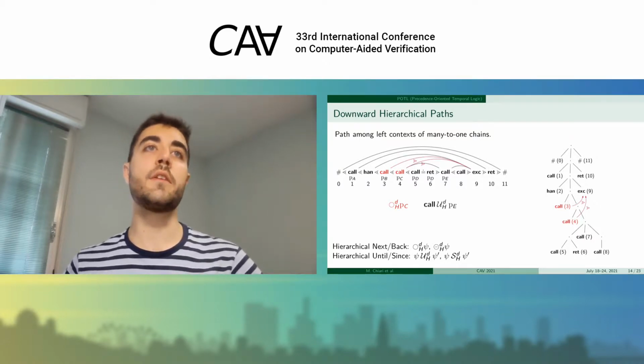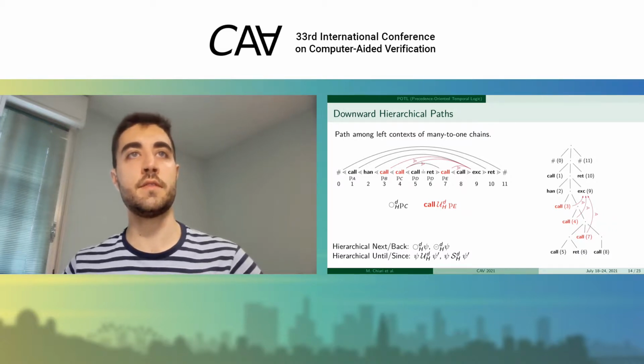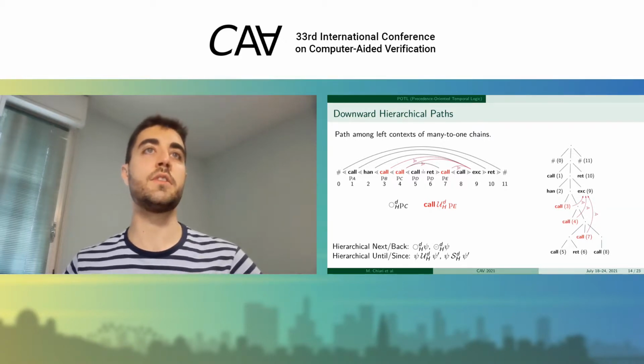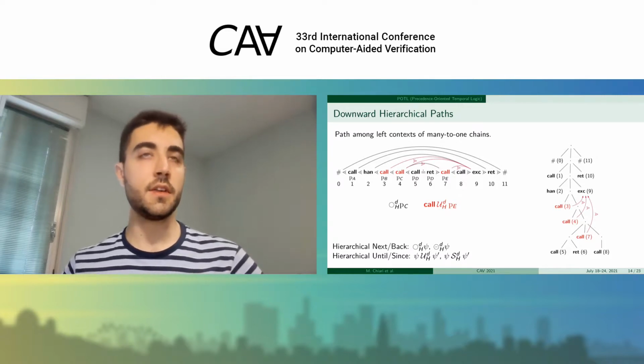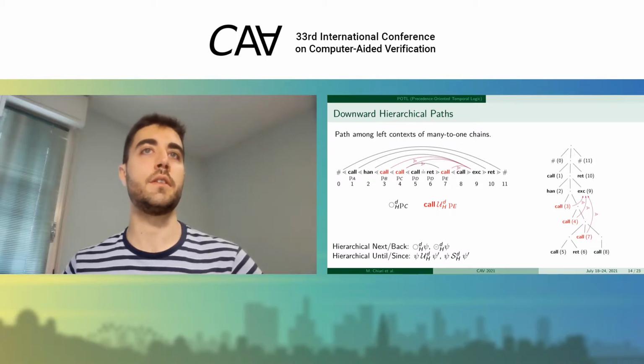So we start from position 3, we go to position 4, then we jump all the way to position 7. And we can do this because positions 6 and 5 are not in the chain relation with position 9. So in position 3, we have a path made of positions 3, 4, and 7. And in position 7, we have PE. In the other positions, call holds. And so in position 3, this operator is true.